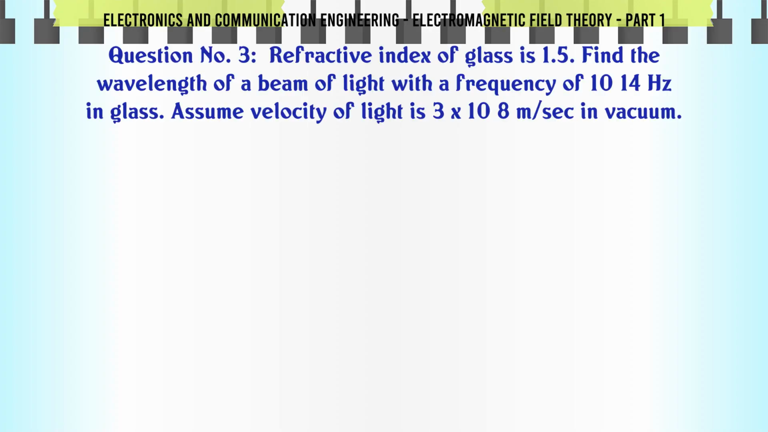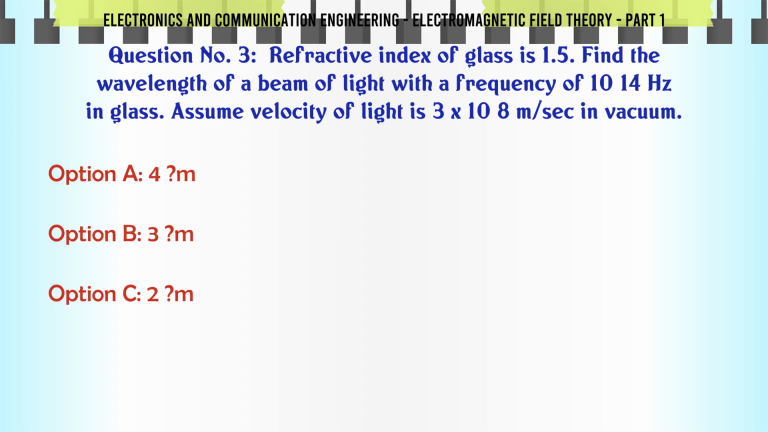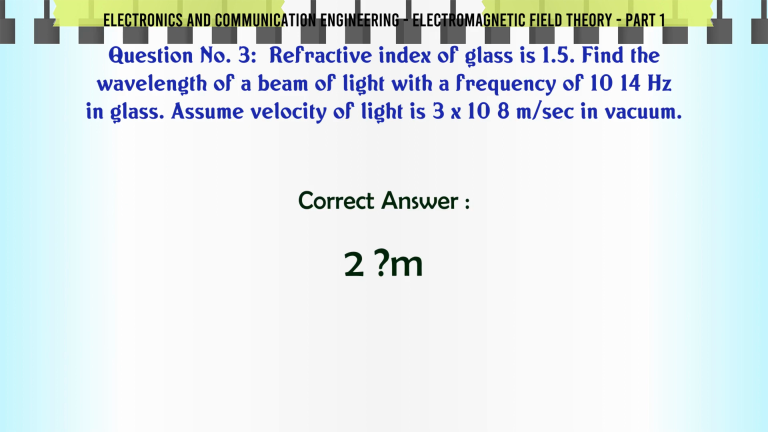Refractive index of glass is 1.5. Find the wavelength of a beam of light with a frequency of 10^14 Hz in glass. Assume velocity of light is 3 × 10⁸ m/s in vacuum. A 4 m, B 3 m, C 2 m, D 1 m. The correct answer is 2 m.